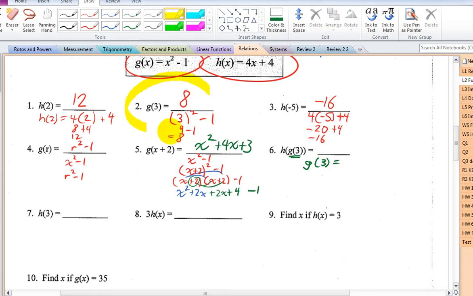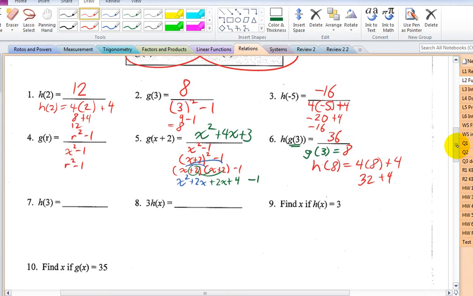Hello, folks. Look here. Yeah. So we already know that one. Otherwise, you'd have to find it. So really what we're saying is, what is H at 8? Okay. So substitute in 4 times 8 plus 4. Show your work. Answer is 36. Okay, go ahead, do number 7.